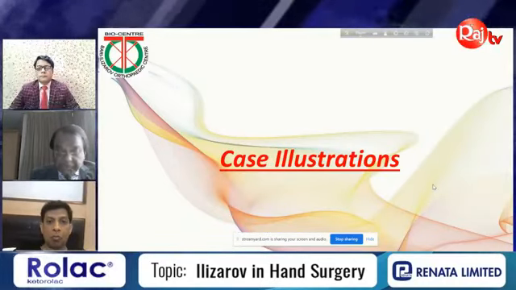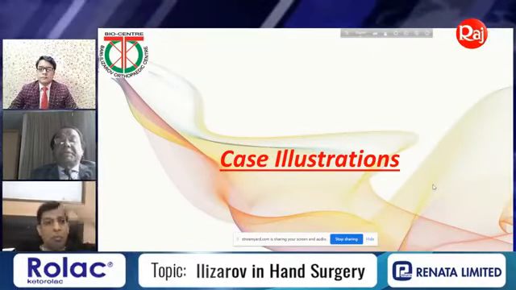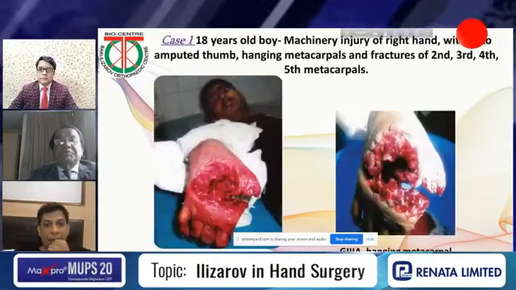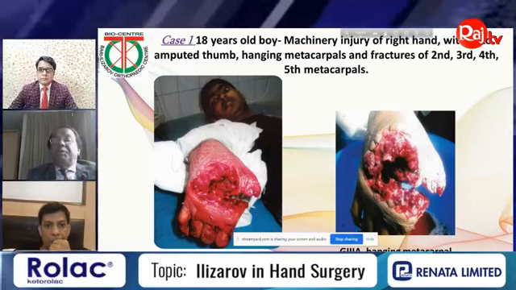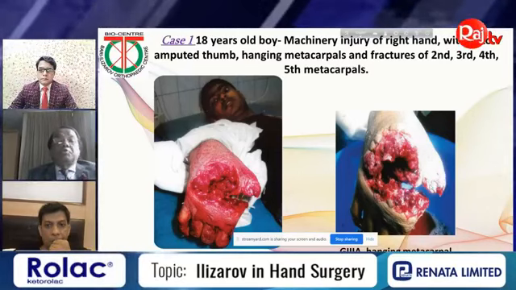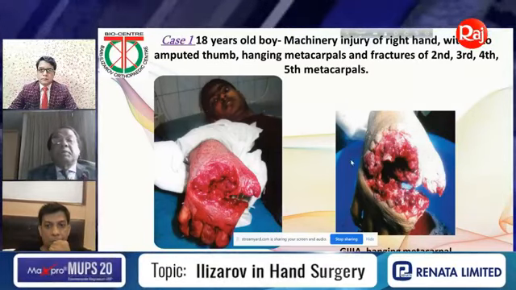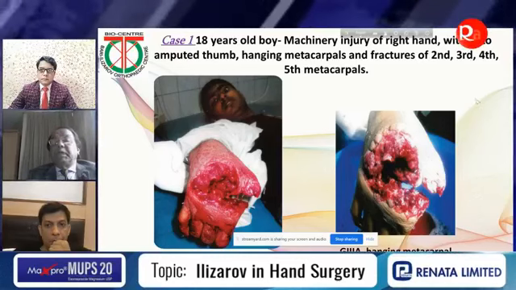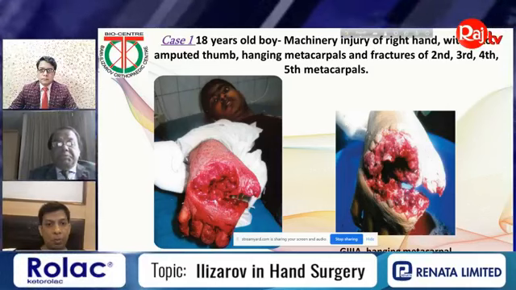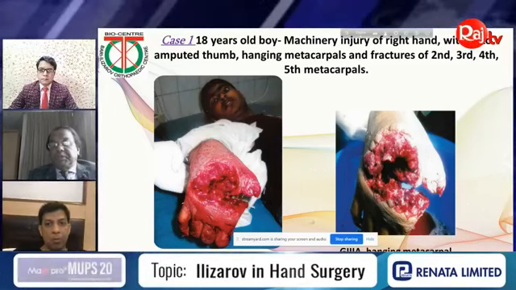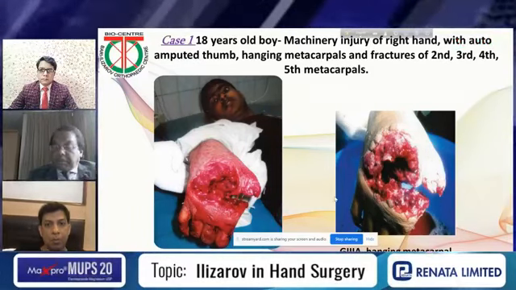Now, I would like to share my experience and cases with you, dear friends. Now, see here, 18 years old boy, machinery injury to right hand with amputated thumb, hanging metacarpals, and fractures of the second, third, fourth, and fifth metacarpal. Came with this situation to my center, Gustilo 3A, hanging metacarpal.